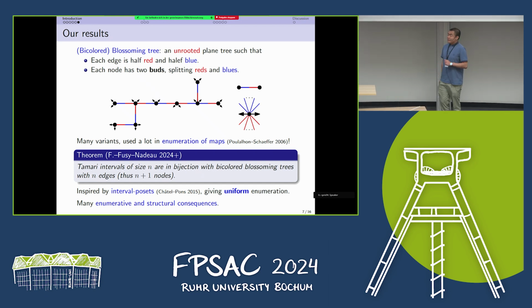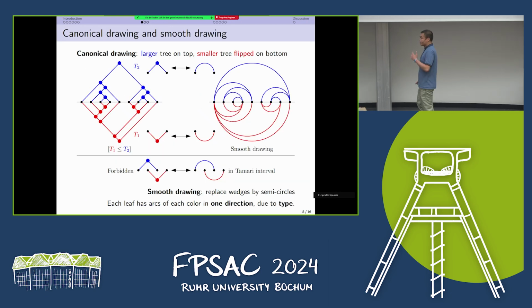Before looking at the consequences, let's look at the bijection, which is not very difficult. First we will introduce another representation of Tamari intervals. Instead of drawing the 2 trees side by side, we draw the big one, the blue one, on top, and the smaller one we flip by the x-axis and draw on the bottom. Of course, we can do it for any pair of binary trees, but we can show that such a pair is a Tamari interval if and only if it avoids this pattern, meaning that there is a blue subtree strictly preceding a red subtree on the leaves, and they share at least one leaf node.